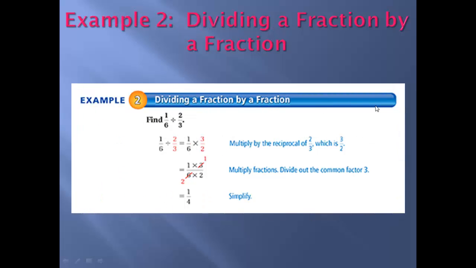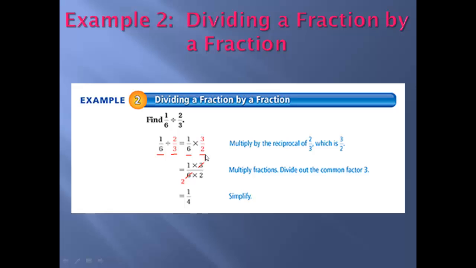For our second example, we're dividing a fraction by a fraction. We're going to find 1/6 divided by 2/3. First, we will write the first fraction, 1/6. Then we have that divided by 2/3. We keep the first fraction the same, so 1/6, and we invert the second fraction, so we do the reciprocal of the second fraction. The reciprocal of 2/3 is 3/2. Now I'm going to multiply 1/6 times 3/2.